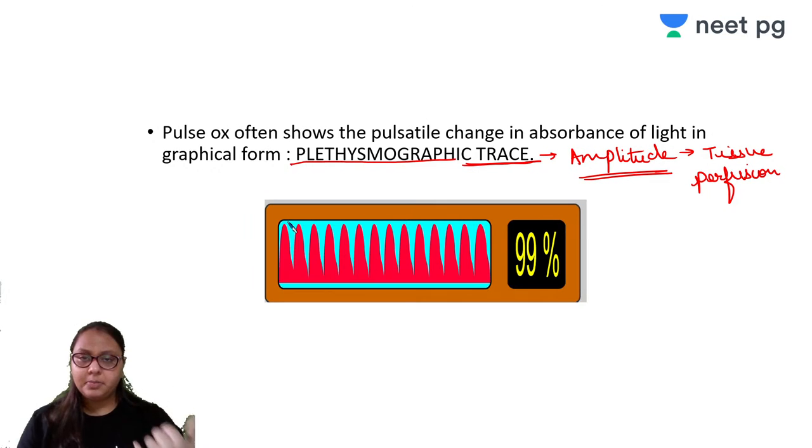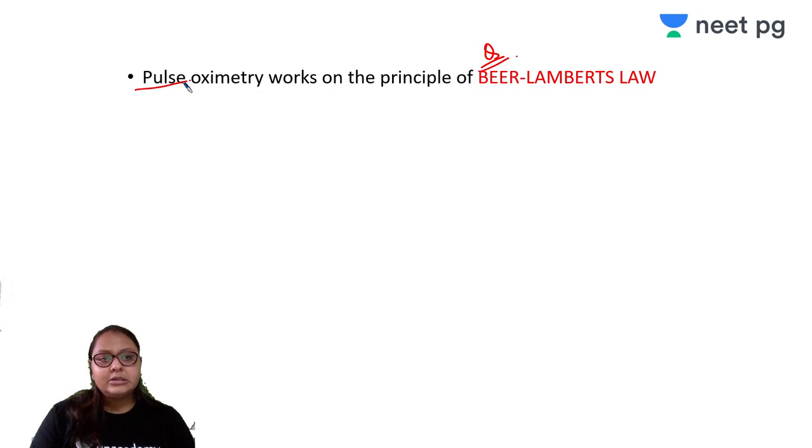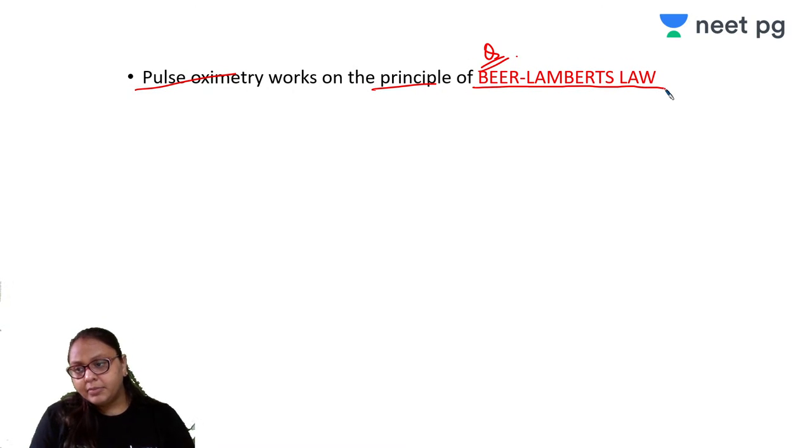It tells us about the pulse rate and it tells us about the tissue perfusion. Okay? Okay, fine. Now, another question which is asked: the pulse oximeter works on the principle of the Beer-Lambert's law. What is the law on which it functions? That is the Beer-Lambert's law.